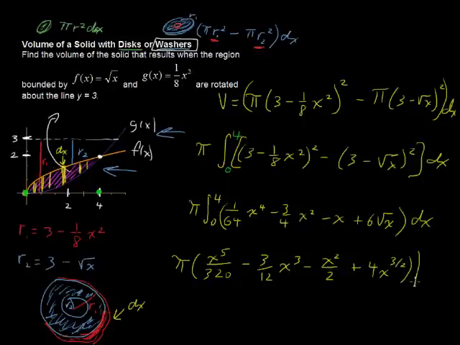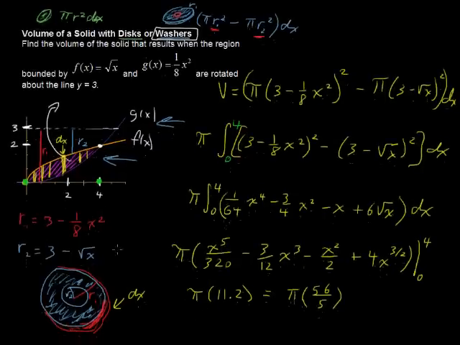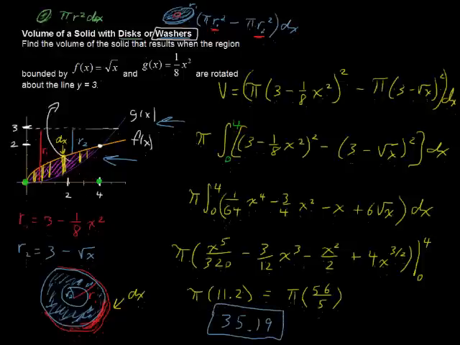Now we evaluate that using the fundamental theorem of calculus, or definite integrals, from 0 to 4. So I'm going to plug in 4 for all of these, and then minus plugging in 0 for all of these x's. Well, I'm going to jump ahead here and say that's going to be pi times 11.2, or for you fraction lovers, that is pi times 56/5. For you decimal lovers, that is approximately equal to 35.19, and that's the final volume of this region rotated about the line y equals 3.